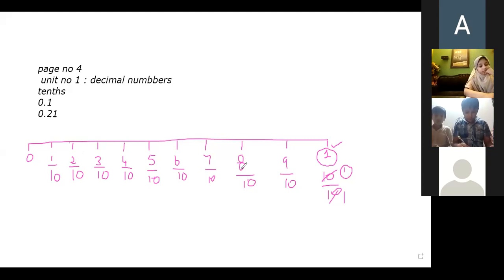So if I want to know the decimal value of 5 by 10, the value is 0.5. If I want to know the value of 8 by 10 in a decimal, that is 0.8. If I want to know the value of 3 by 10 in a decimal, so it becomes what? 0.3. Okay.